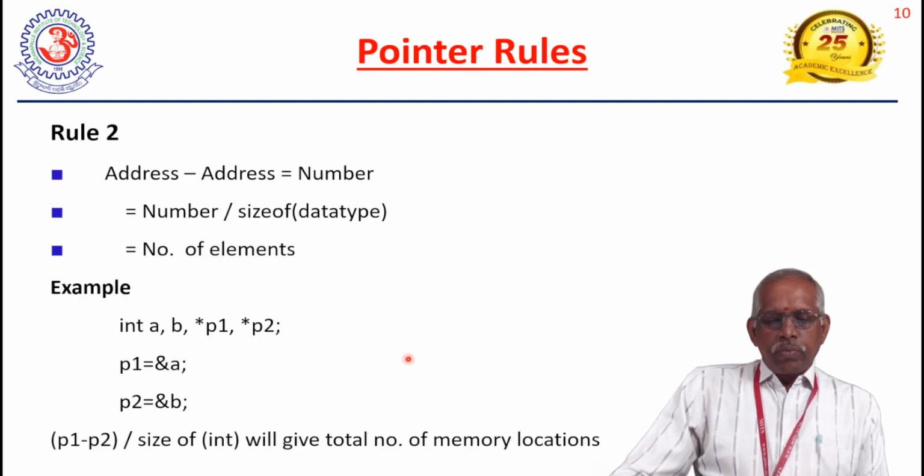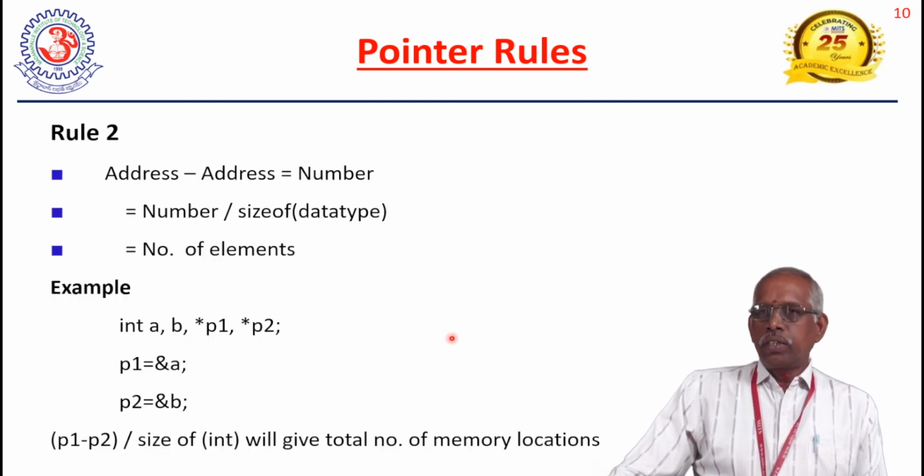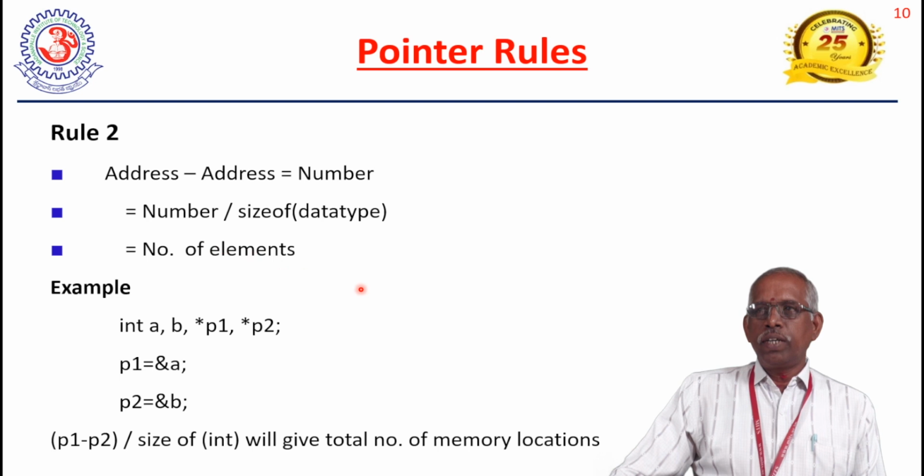Rule 2, we can get the size of a particular memory location also. So there are 2 addresses we have, which means we can subtract the addresses, and we'll get a number. And if that number is divided by the size of the particular data type, we'll get the number of elements in the pointer. So how many elements do we have? See the example given here.